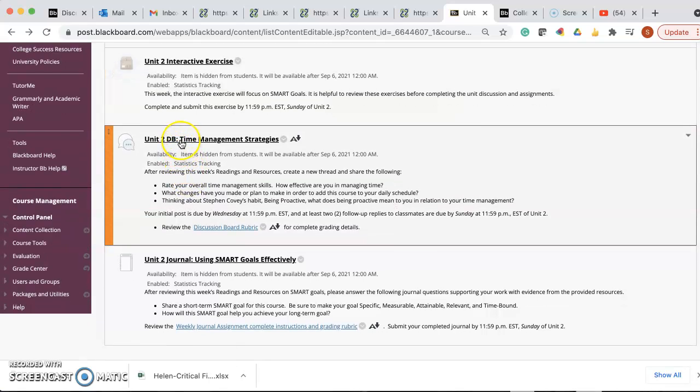Here, under the link for Unit 2 Discussion Board Time Management Strategies, you will be able to read the instructions for this week's discussion board. And this week, we are talking about our time management skills, how effective we are in managing time. We're answering the question, what changes have you made or do you plan to make in order to add this course to your daily schedule? So think about, after you complete your reading, what is it that you need to do to be able to add this course into your schedule?